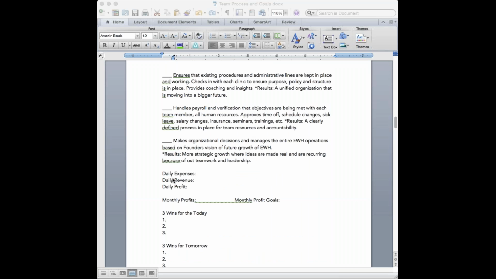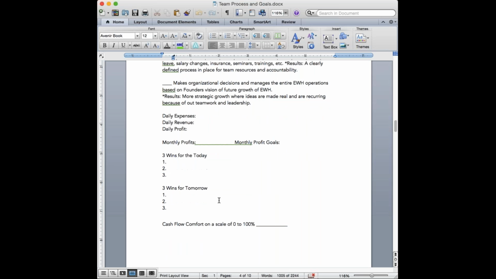All right, so these last pieces are some different checklists, different ways that the office manager can put together some of their stats. So obviously you can track daily expenses, daily revenues, daily profits, and then you can do your monthly profit goals.